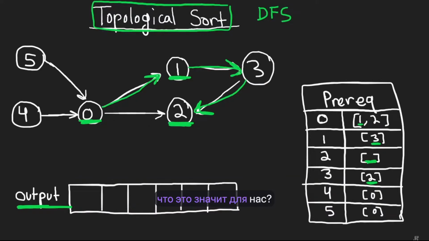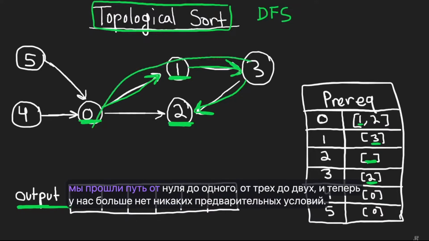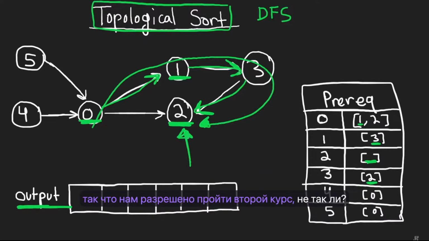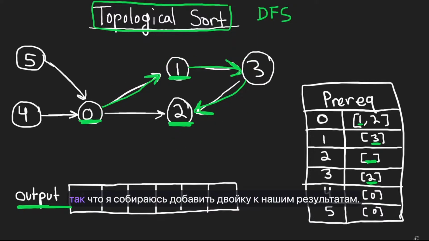What does that mean for us? So far we've taken a path. We've gone from 0 to 1 to 3 all the way to 2, and now we don't have any more prereqs. So we are allowed to take course 2, right? It does not have any prereqs. We can add it to our output. So I'm going to add a 2 to our output.